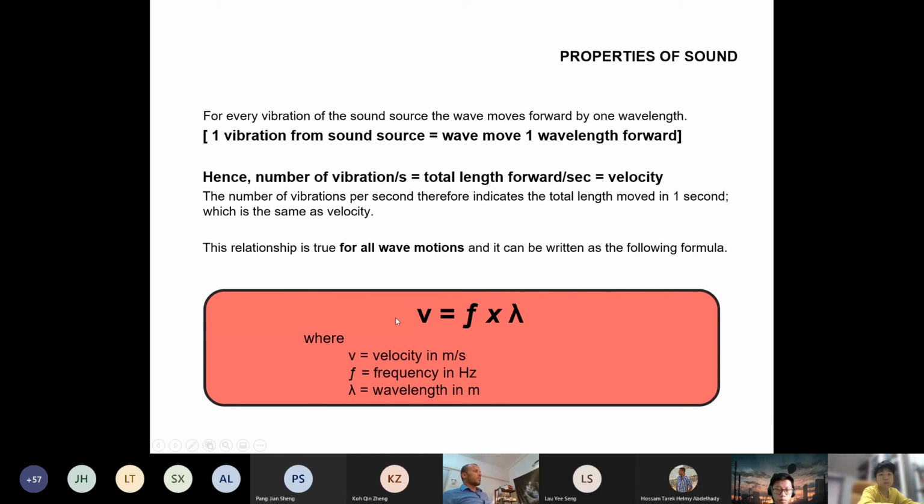You know, we did this before. The velocity, when we regard the frequency: velocity is equal to frequency multiplied by the wavelength. We did this in lighting, right? So you know this.